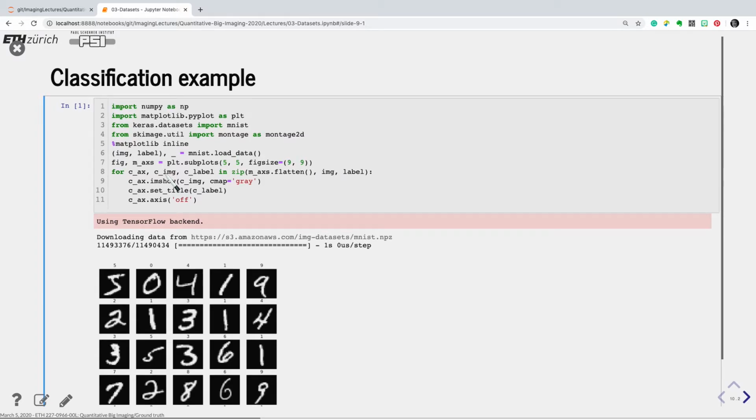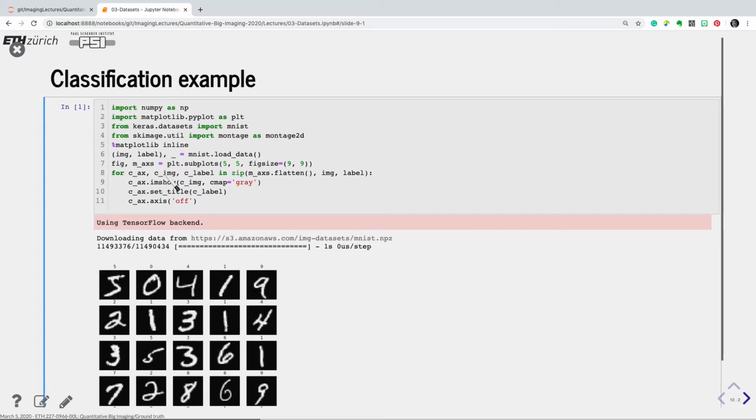Here's an example using the data from MNIST. So here we have the numbers again. What we want to do in this data set is to put them into categories. So we want to know that this is a 5, this is a 0, this is a 4, etc.